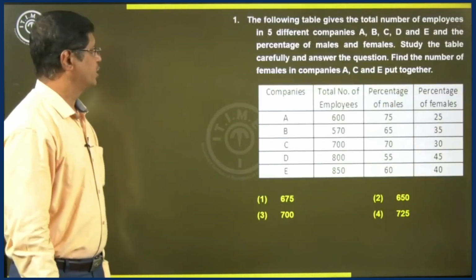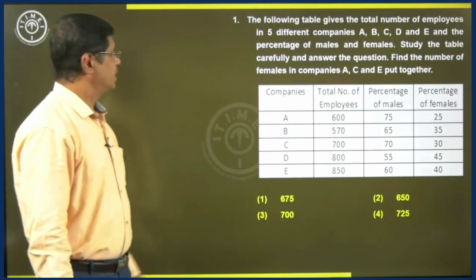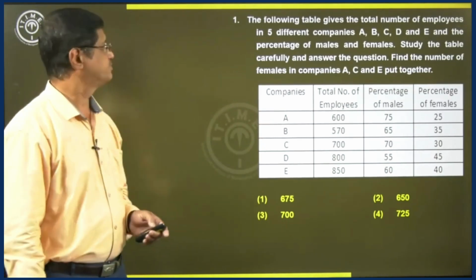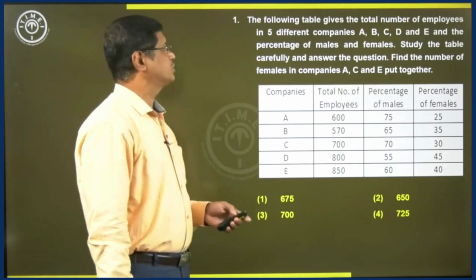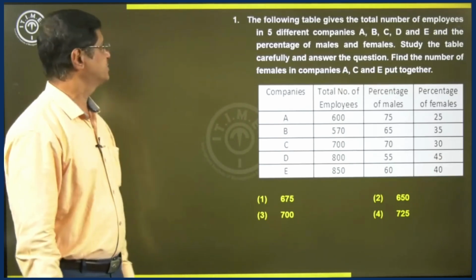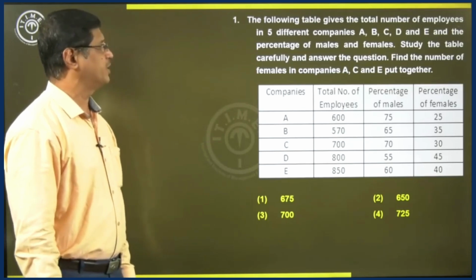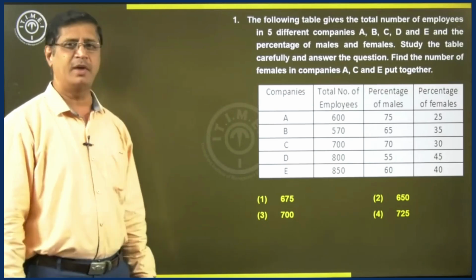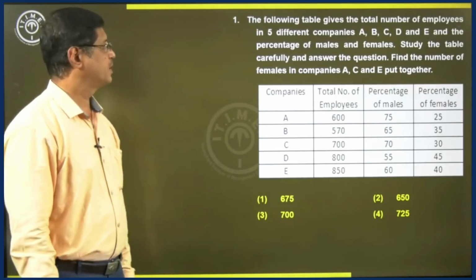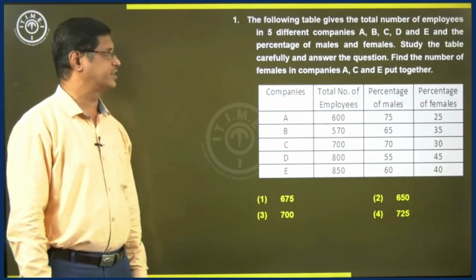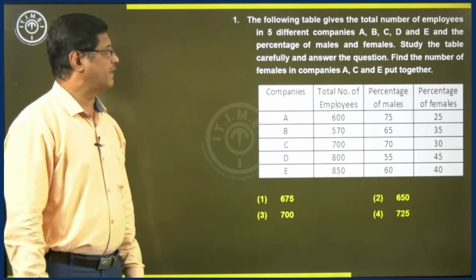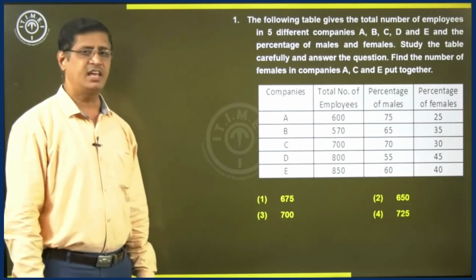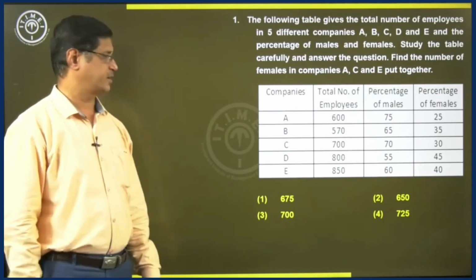Look at the first example on your screen. Here a table is given. By using the data given in this table, we need to answer the question. The following table gives the total number of employees in 5 different companies A, B, C, D and E, and the percent of males and females. Study the table carefully and answer the question. Find the number of females in the companies A, C and E put together.